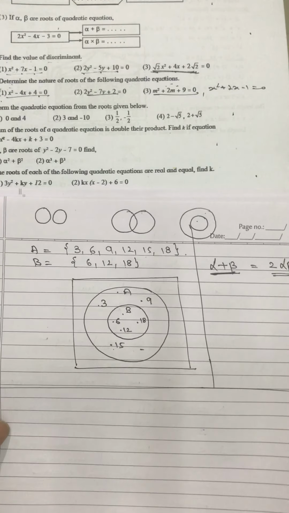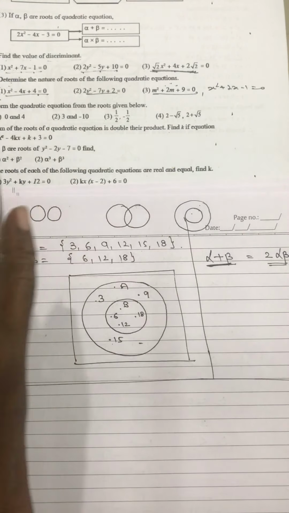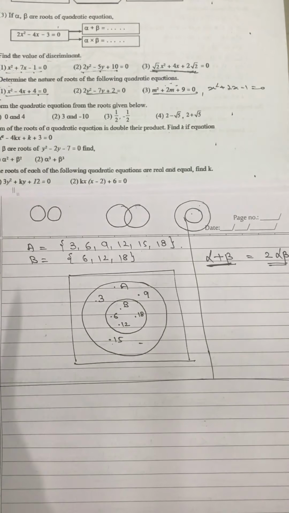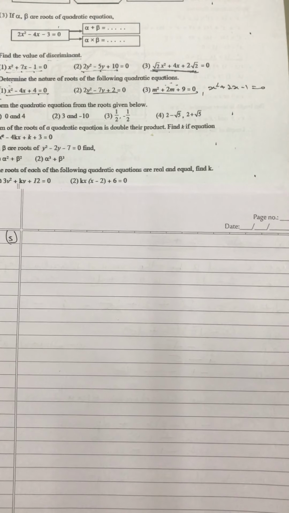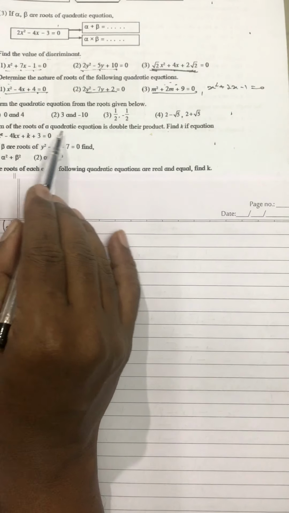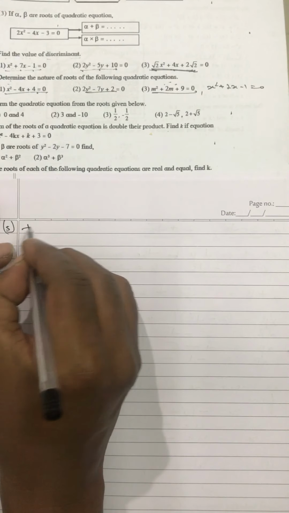Normally what happens in such questions, they will give you some relation or some information regarding the sum of the roots and the product of the roots. That is the point of the question. And you know the relation between the sum of the roots, the product of the roots and the equation. See here in this question, sum of the roots of a quadratic equation is double their product. Find k if the equation is given. Now the given quadratic equation is what?